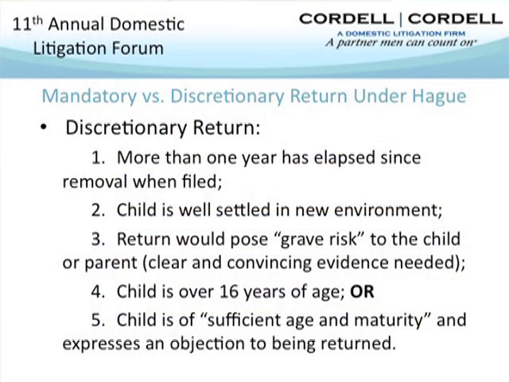And this talks about discretionary return. Discretionary return is if more than 1 year has lapsed since the removal at the time of filing. If the child is well settled in their new environment, they've been over a year. Return would pose grave risk to the child or parent. You need clear and convincing evidence of grave risk. This probably would most occur in family violence issues where somebody's sought asylum in another country, taken the child to another country due to family violence issues.